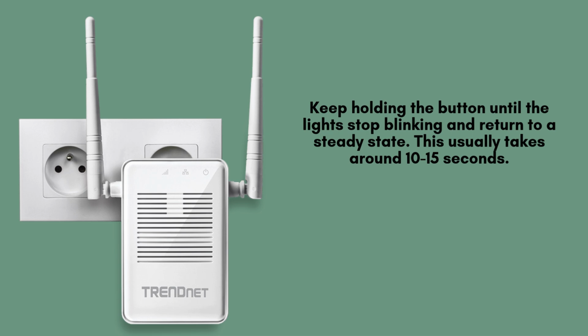Keep holding the button until the lights stop blinking and return to a steady state. This usually takes around 10 to 15 seconds. Once the lights stabilize, release the button. Your TRENDnet AC1200 is now reset to its factory default settings.